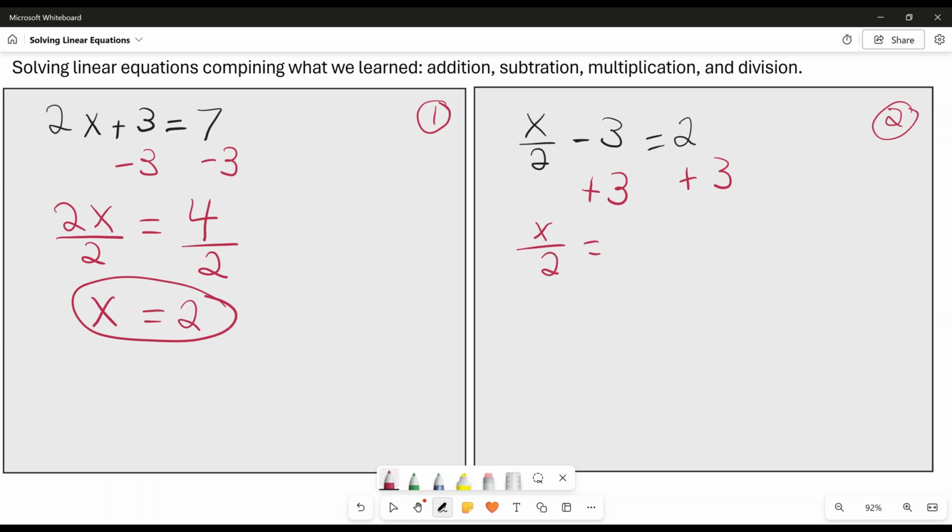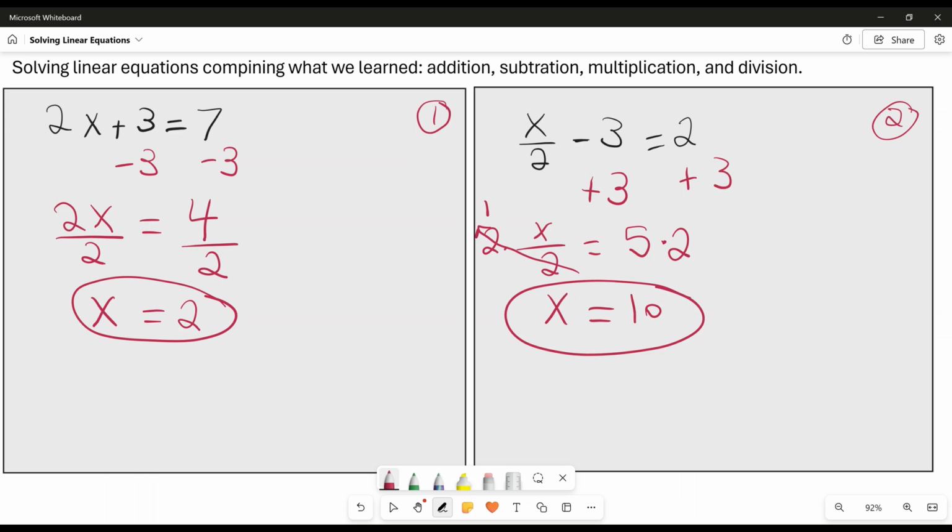And then 2 plus 3 is 5. And then you have that division of 2, and the opposite of division is multiplication. So you want to multiply by 2 on both sides. And technically, in this case, it's 2 divided by 2, which is going to give you 1. So you're going to get x equal 10. And that's your answer for this one.